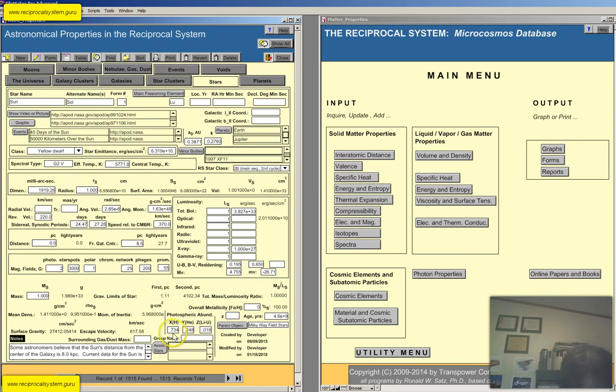Photospheric abundance, this is in terms of fractions, right? So 0.734 for hydrogen, 0.246 for helium, and the rest for higher elements. Overall metallicity, it's about 0 here. Percent is 100, of course. That's just by definition relative to the sun. Age in years, 4.6 billion years, and that just about does it. On the notes field, you can put whatever you want.